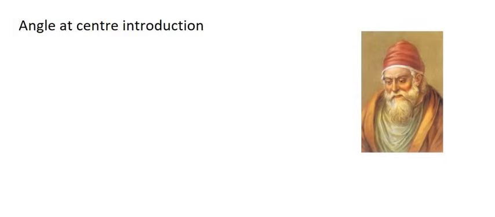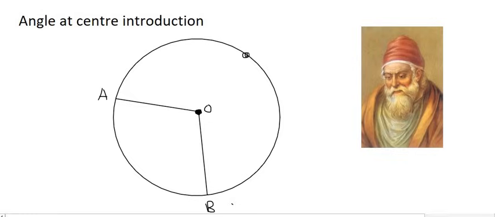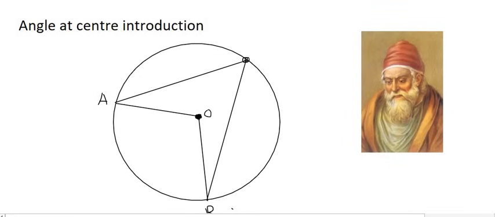So let's draw ourselves a circle and then locate the center point. Then what I'm going to do is draw two lines like this, and then I'm going to take A and B and allow them to join together somewhere over here. And we can call that angle C, or letter C, for example. Now, what Euclid did was he then went and measured this angle over here, and let's say he measured that at about 80 degrees. He then went and measured this angle here.